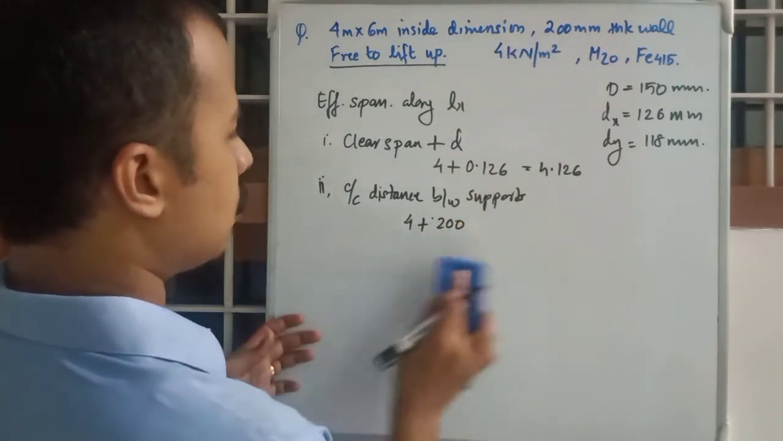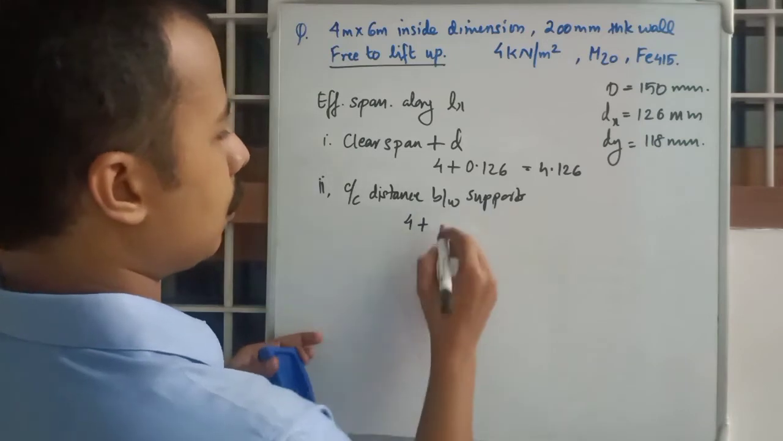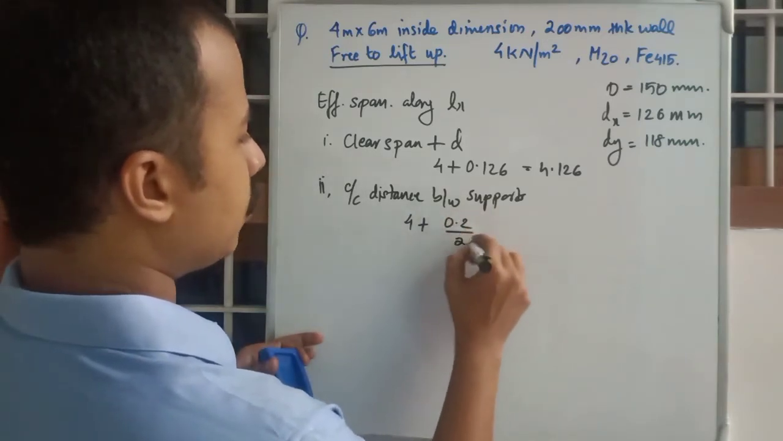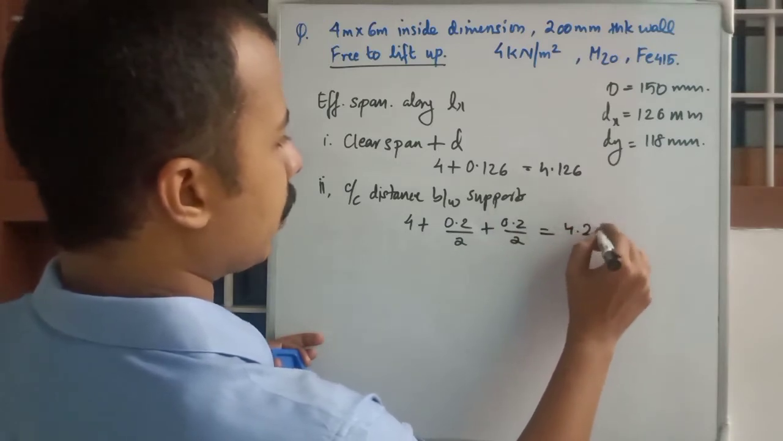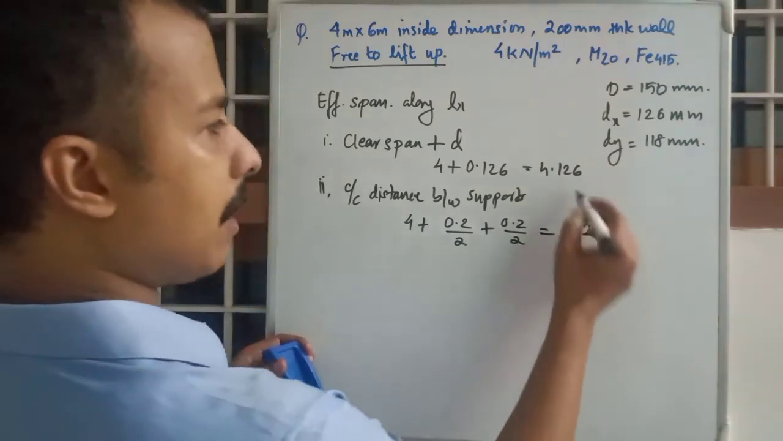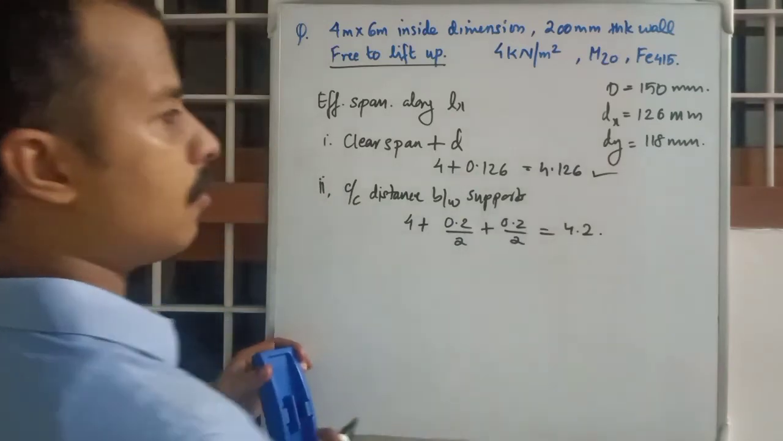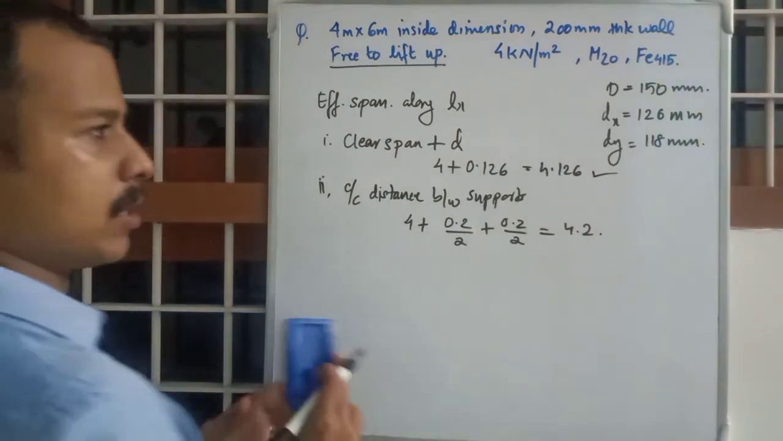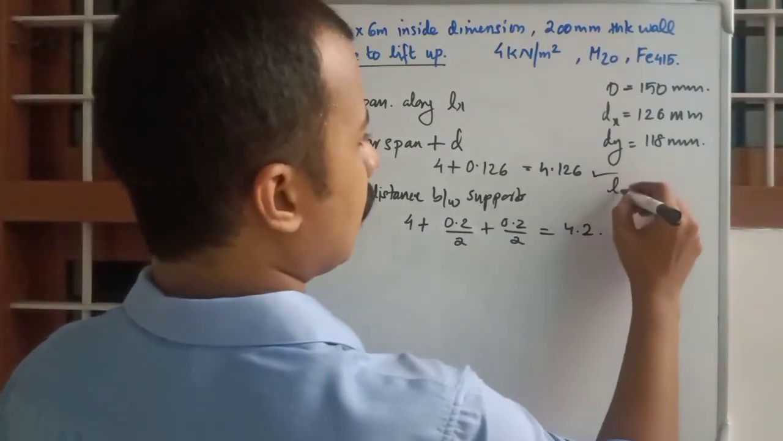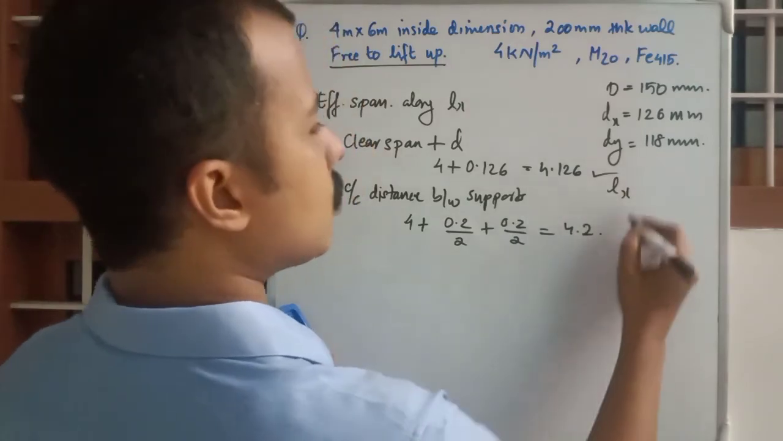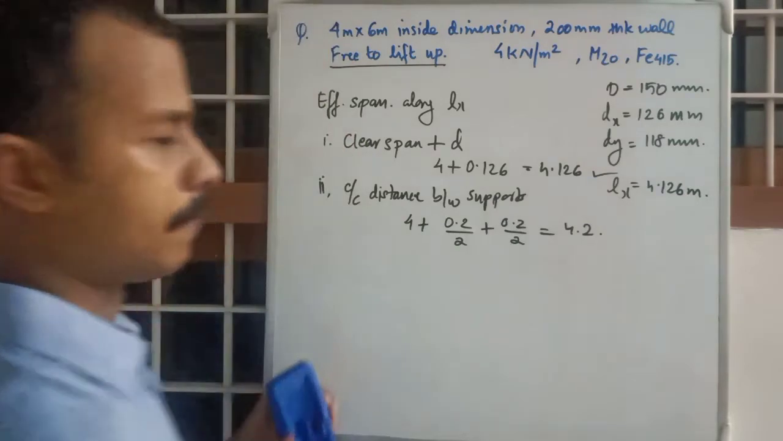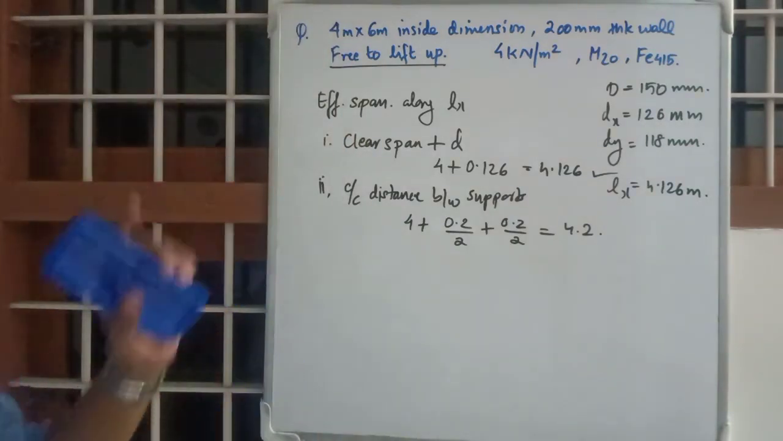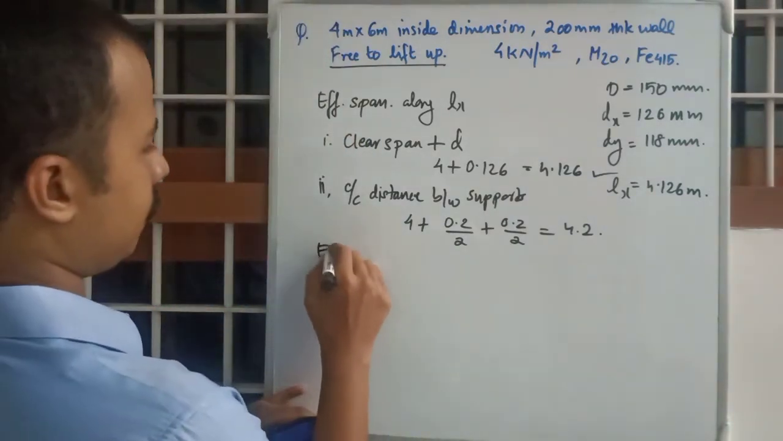So that was clear span plus the thickness of wall, which was 200. So 0.2 by 2 plus 0.2 by 2, added to 4, you will get 4.2. Minimum of these values, so we will select 4.126. So Lx effective is 4.126 meter.